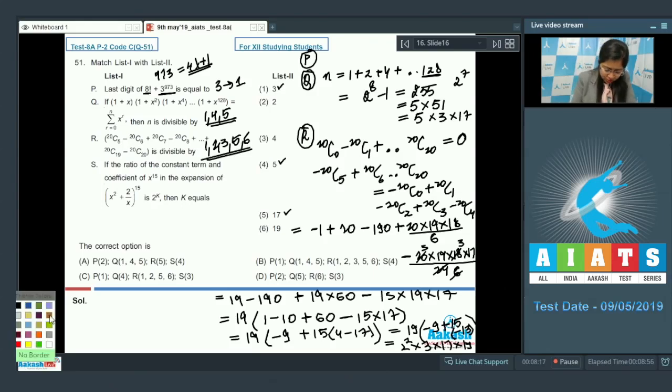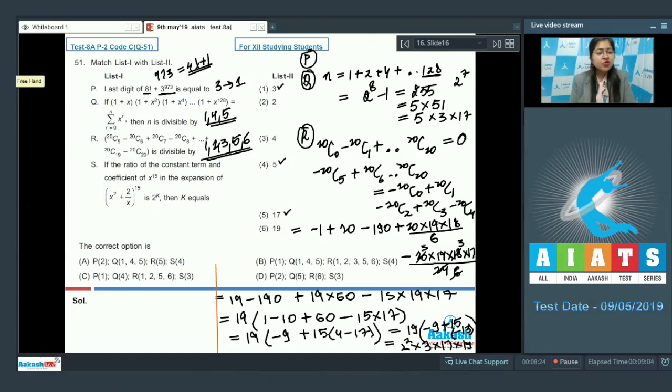Now let us solve the last option, that is S, which says that if the ratio of the constant term and the coefficient of x raised to the power 15 in the expansion of (x square plus 2 by x) whole raised to the power 15 is 2 raised to the power k, then we have to find the value of k. Now its general term can be written as 15Cr into (x square) raised to the power 15 minus r multiplied with (2 by x) raised to the power r.